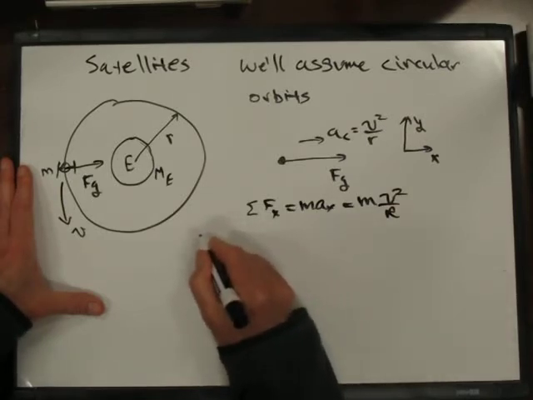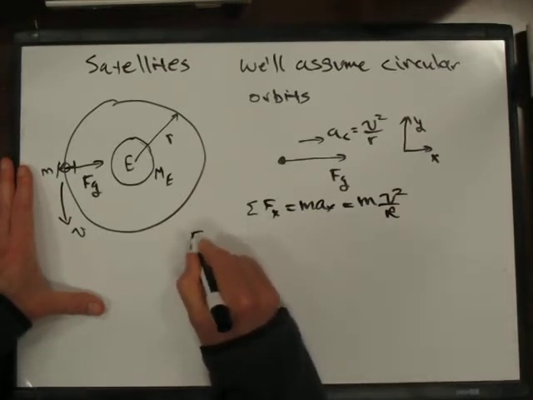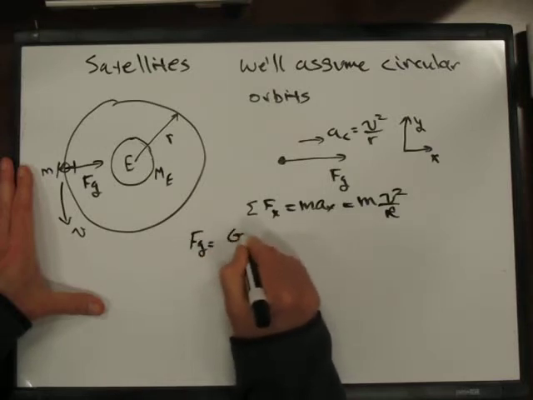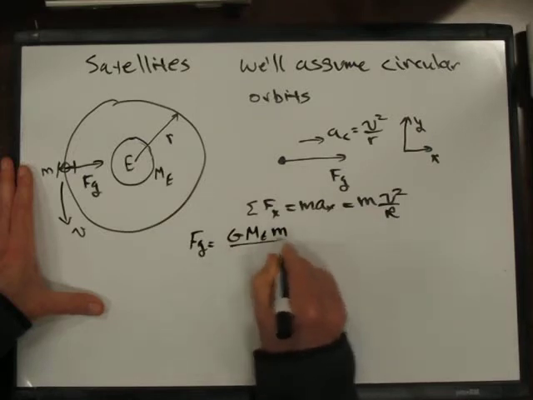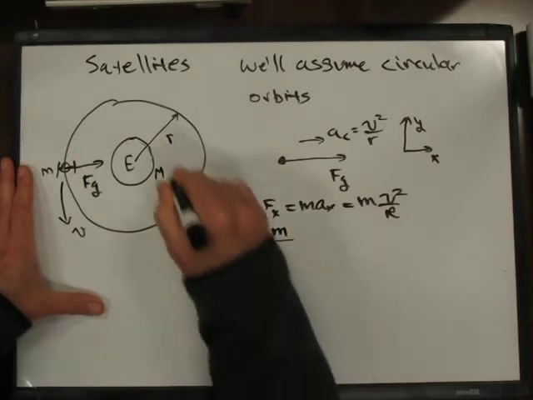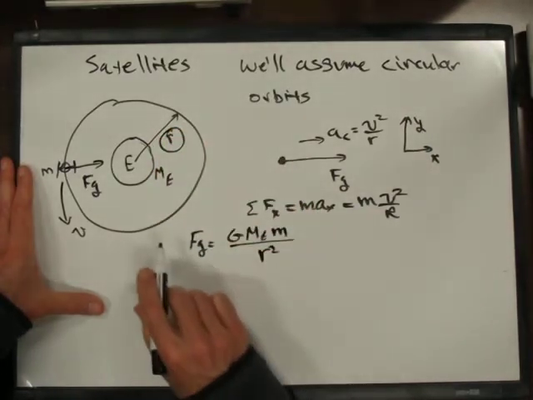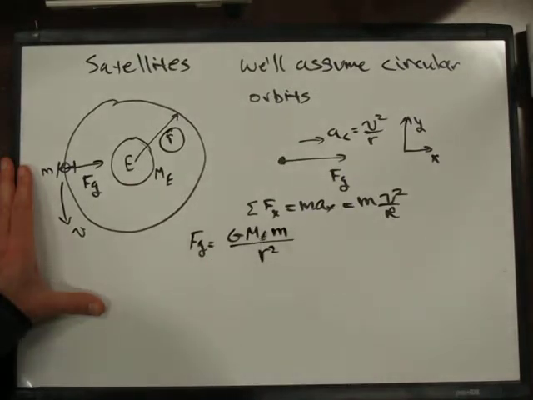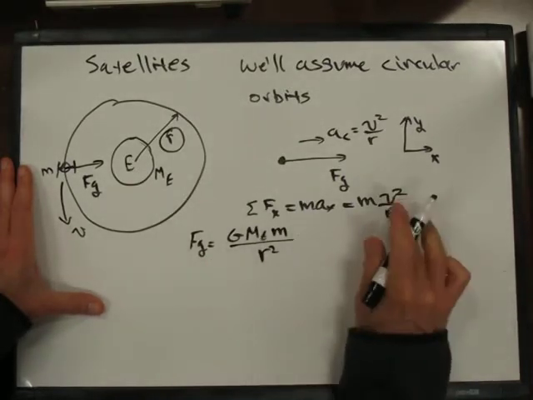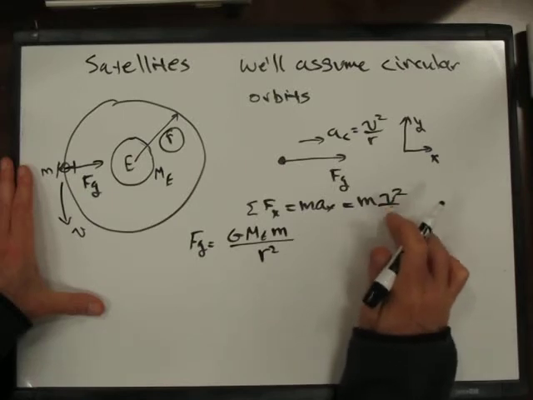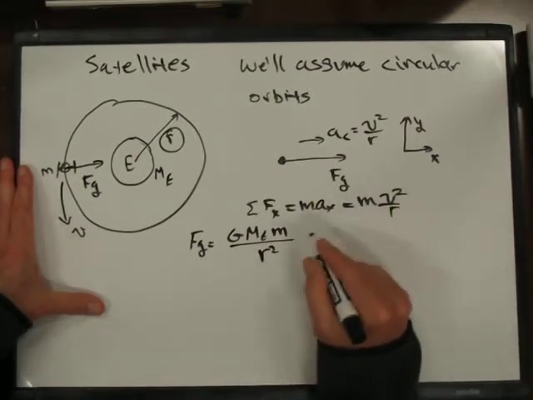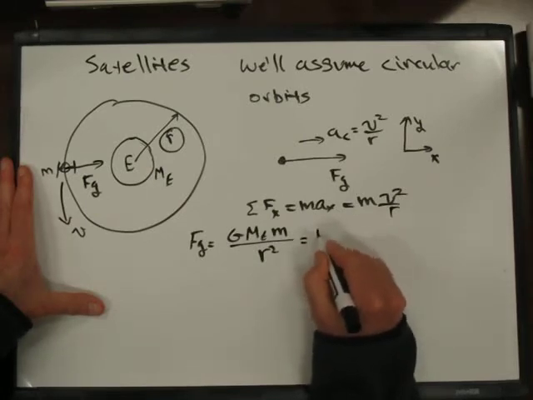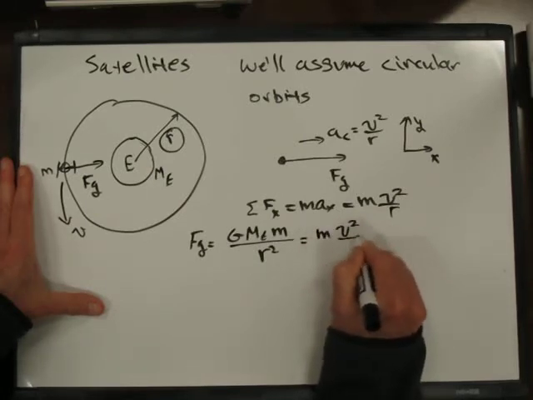Well, the forces in the x direction are the force of gravity, which is G times the mass of the Earth times the mass of the satellite divided by r squared, where r is this r, right? That's the radius to the satellite, not the radius of the planet. Ooh, I should have used a little r here. I apologize for that, right? That's a little r. That's the radius of the satellite's orbit, and that's equal to m v squared over r.